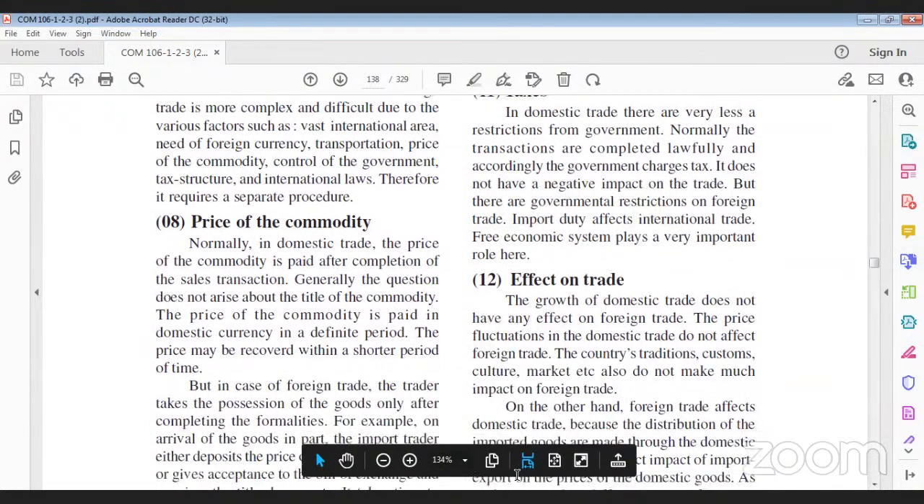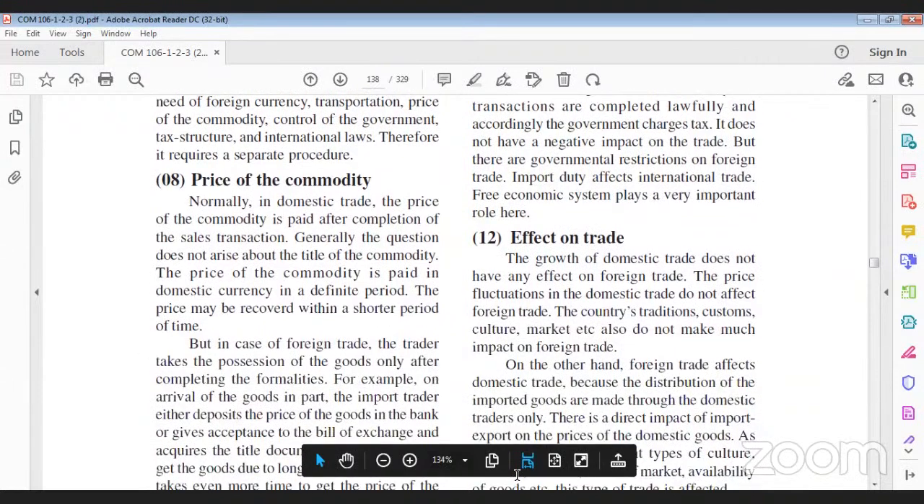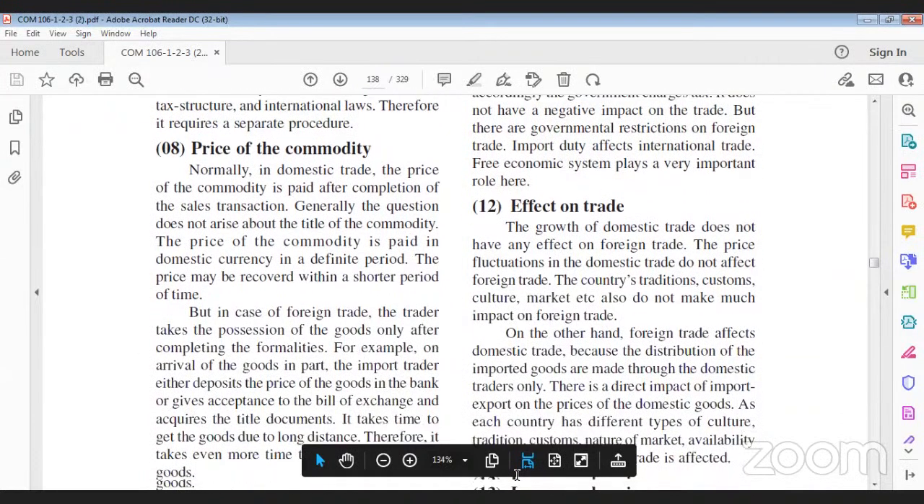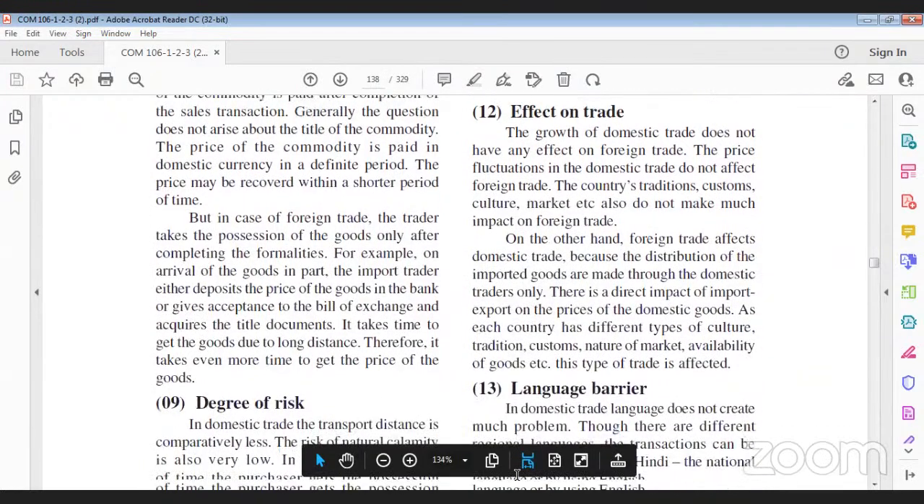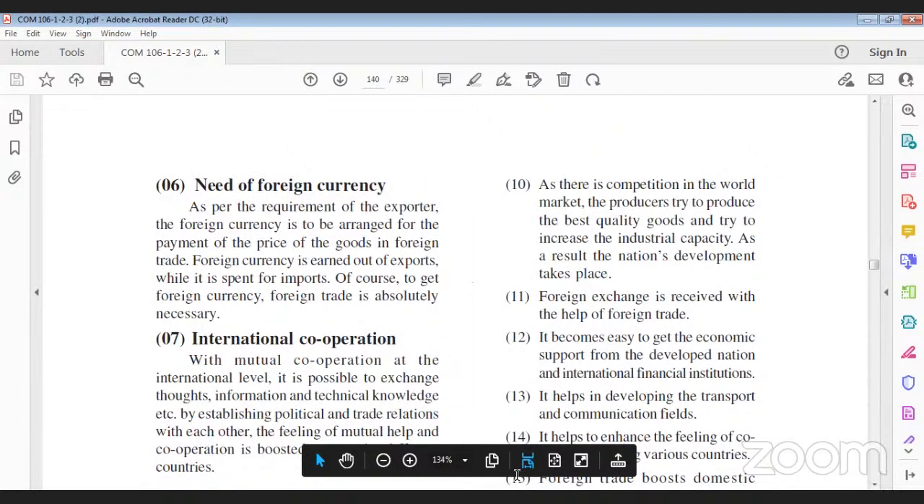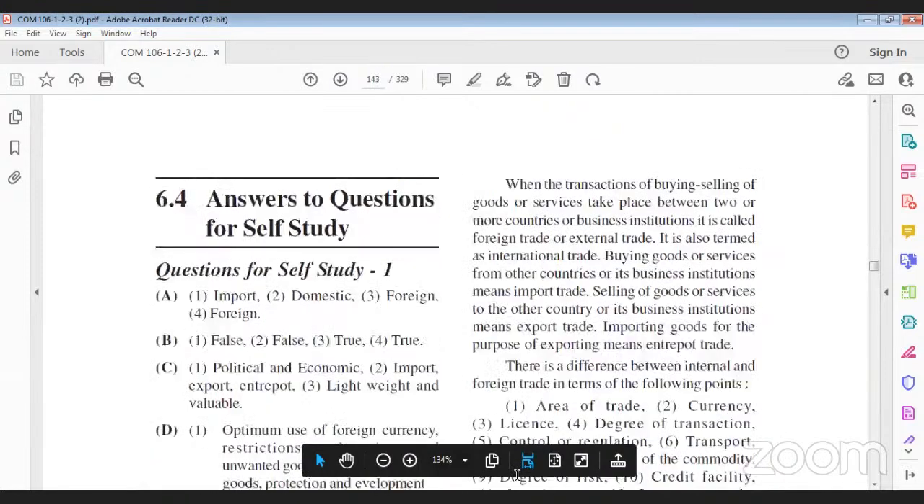Here there are some points on the advantages of foreign trade. There are 15 such points, and some of them may be discussed here.